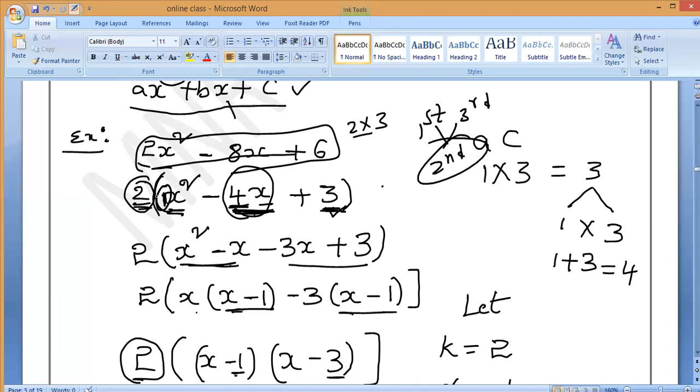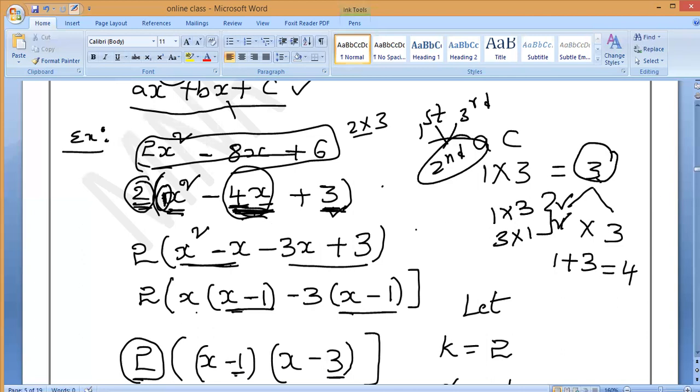So if you observe here, 1 and 3, if you multiply, we get 3. Now if you write the factors of 3, we have to get the middle term. So what are the factors of 3? We have to write it either 1 into 3 or 3 into 1. These are the only two factors which we get for 3. Is it yes or no?